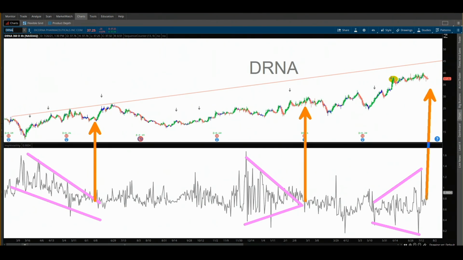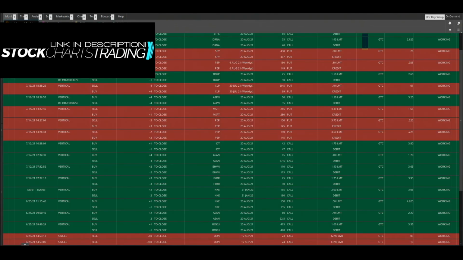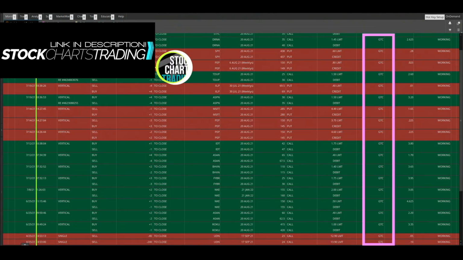So what is this price pattern telling us on implied volatility? Hopefully, a breakdown. So put your good till cancel on it and just stay in the trade. Don't change your target. Don't chase the money. Let it come to you.